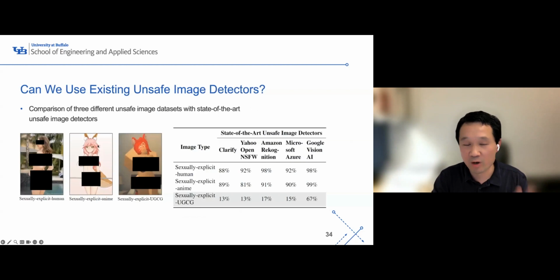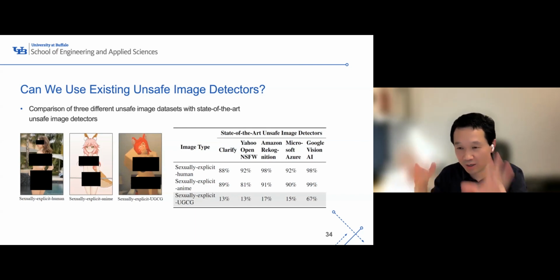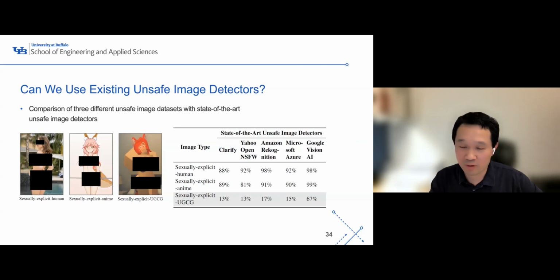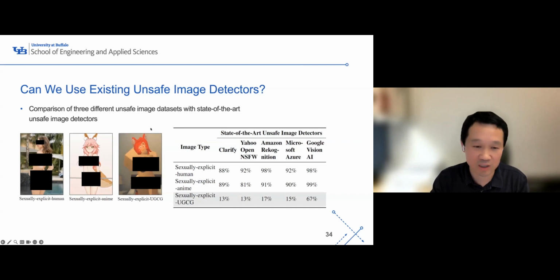But we found this kind of problem is very hard to detect. Even Twitter, which we call X right now, has no solution and no moderation for this kind of promotion. We have tested a couple of existing tools, and it's really hard for them to detect those specific images, especially game images. So this is the problem.